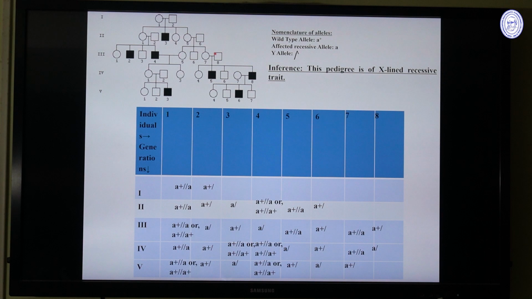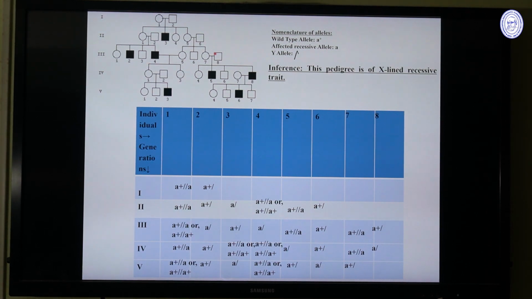here one change I have put or inserted: for the wild type allele I have taken small a, not the capital A as the gene, because this is a recessive case. I have denoted the gene small a, plus means this is a wild type or normal condition, and the affected recessive allele is small a only. For the Y allele this symbol is used as usual.